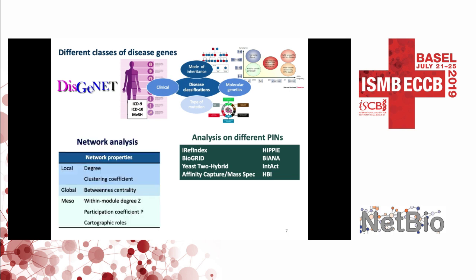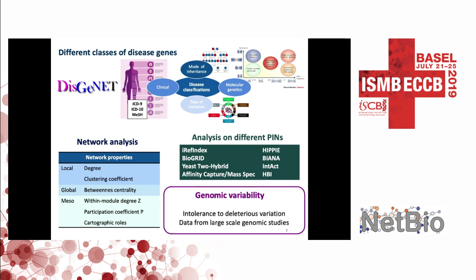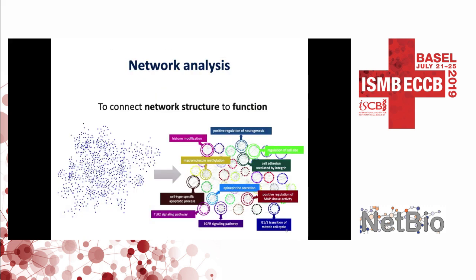With regard to the network properties, we propose to use a network analysis that takes into account different perspectives of the network properties, and I will explain in more detail in the next slides how it looks. And on the other hand, we used information on genomic variation of the genes from large-scale genomic studies to derive gene constraint metrics that allow us to measure the tolerance or the intolerance of the genes to germline deleterious variation.